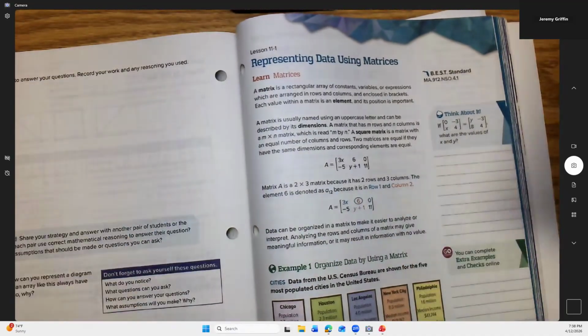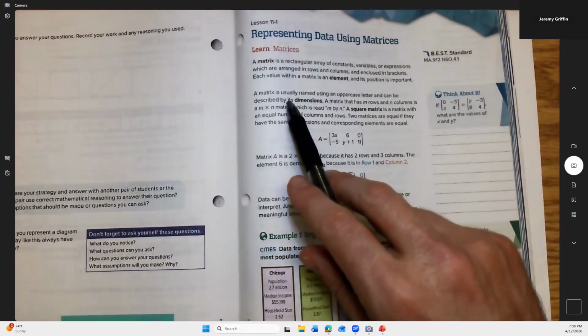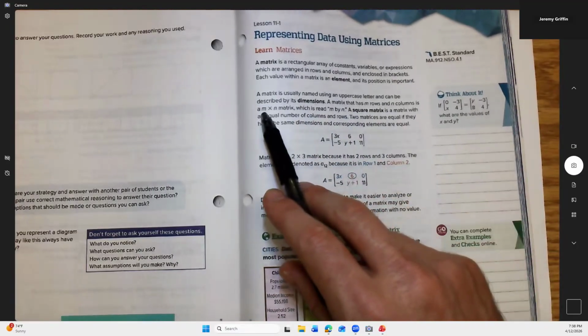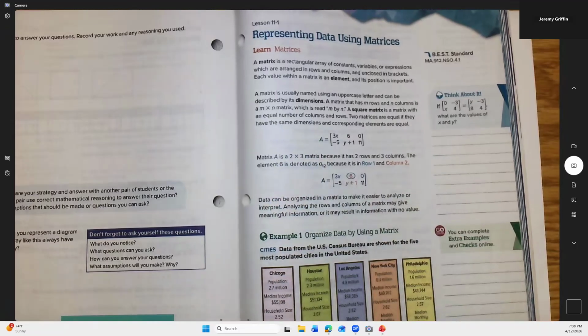So we've got dimensions within a matrix. M rows and N columns is called an M by N matrix. So you might say a 3 by 3 matrix or a 2 by 2 matrix.